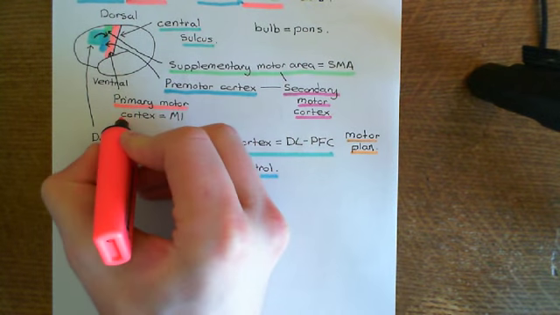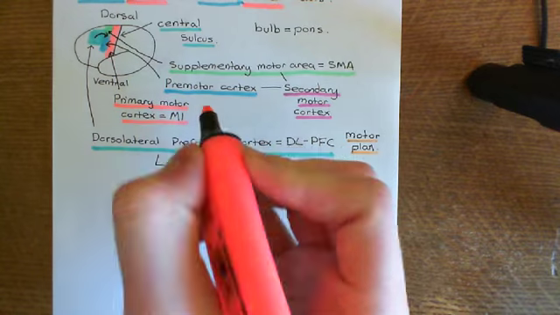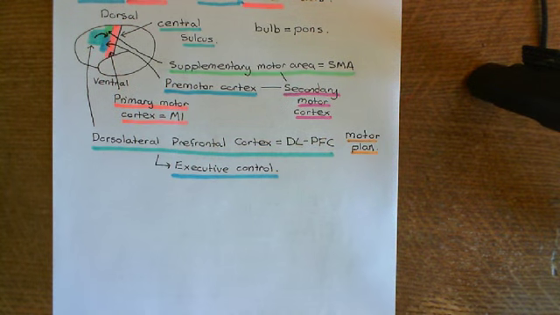Right. So now what we're going to do is talk about the primary motor cortex in more detail. We're going to talk about the neurons that are in the primary motor cortex. We'll start off with the neurons in the primary motor cortex, and then I want to explain something known as the motor homunculus to you.